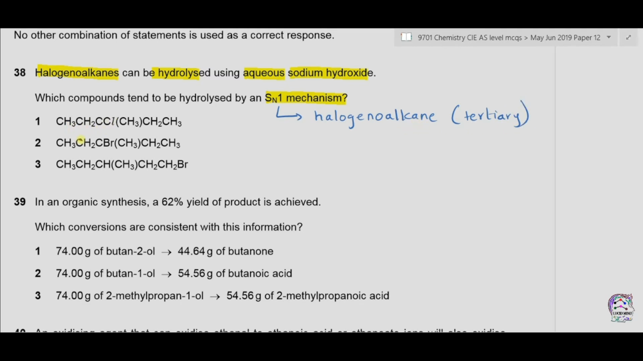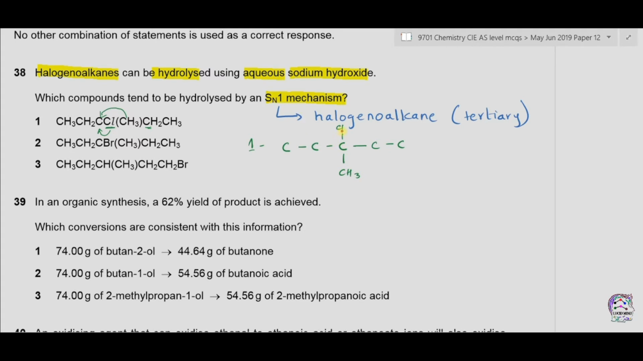Let's draw the structures of these 3 given compounds, and then we can find out which one is primary, secondary or tertiary halogenoalkane. So first one is carbon, then second carbon, then third carbon, then chlorine is attached with the third carbon atom, CH3 is also attached with the third carbon atom. Then we have fourth carbon, CH2. Then the last carbon, CH3. So it will be Cl and CH3.